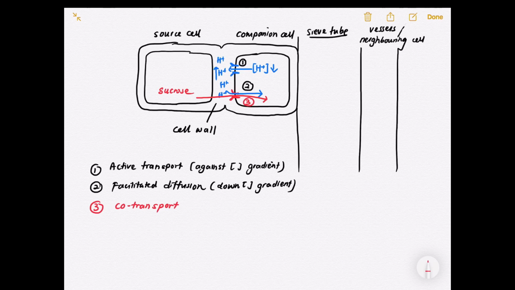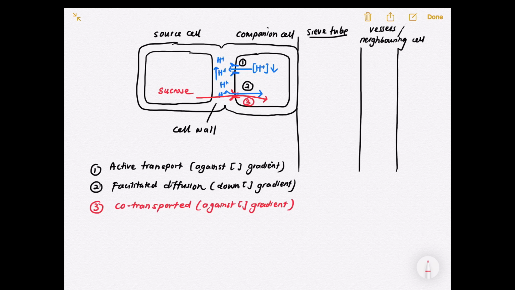So when we say H plus diffuses down the concentration gradient, we will say that sucrose is being co-transported. And this co-transport is against the concentration gradient. So why is it not an active transport? Because it does not involve ATP, and the energy that they use to move against the concentration gradient comes from the H plus. As the H plus is sliding down the gradient, it will drag the sucrose along using its energy. So sucrose is being dragged along against its concentration gradient.